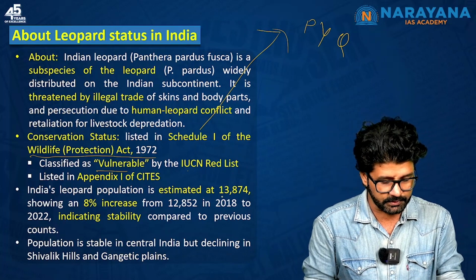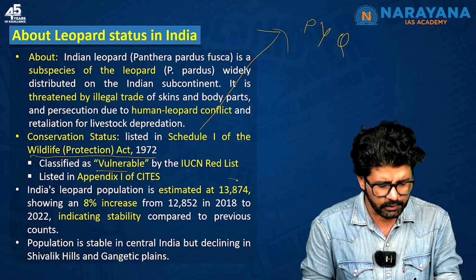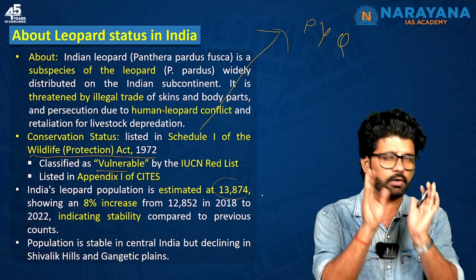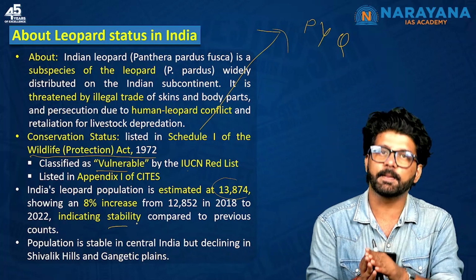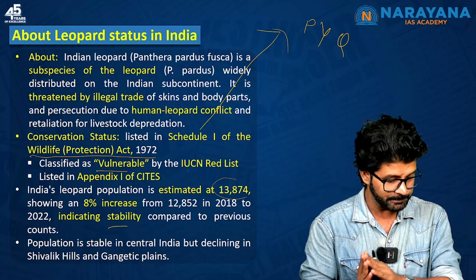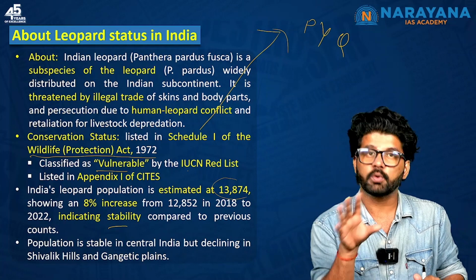India's leopard population is estimated at 13,000. Again, you don't need to remember all these data, just keep in mind that the population is increasing. That means the population is stable. India's leopard population is stable, right? And what is the IUCN status?